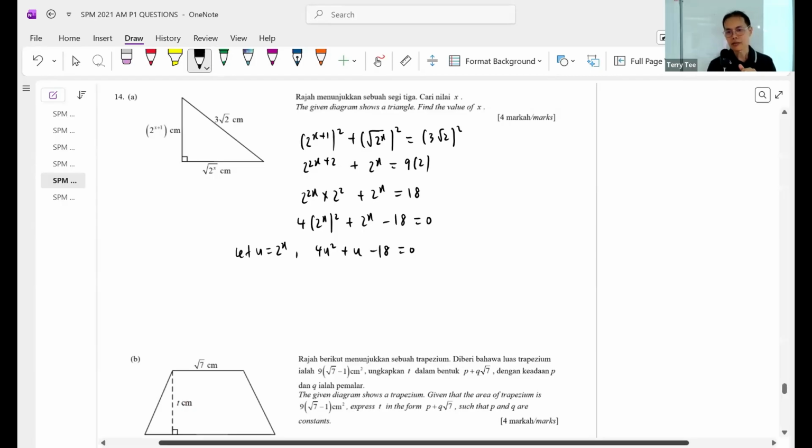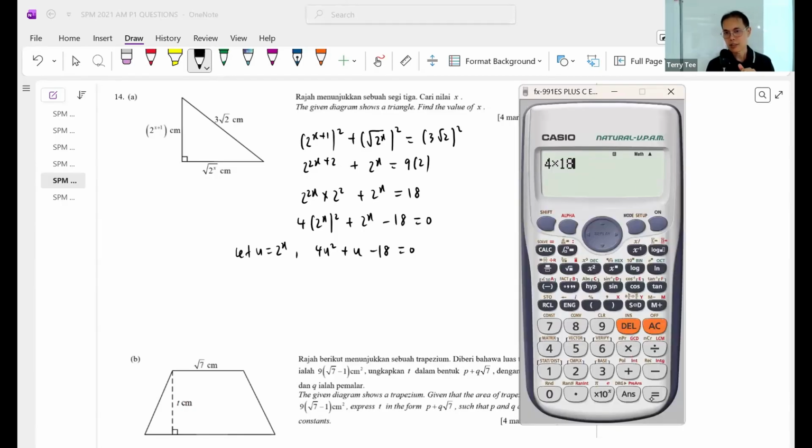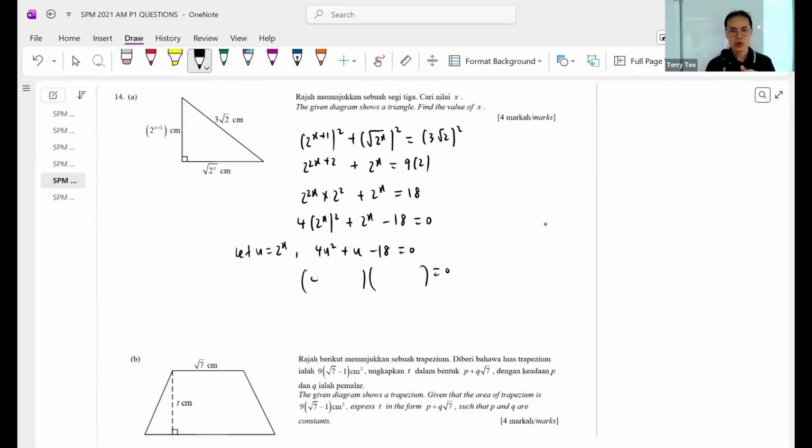Okay, if you can't do it mentally, use a calculator: 4 times 18, 72. 72 divided by 9 is 8, right? So 9 and 8. I'm going to use 9 and 8. This is 4u, u, 2 and this is 8. The other one is 9. Put the 9 as positive, 8 is negative. u is either negative 9 over 4 or 2.